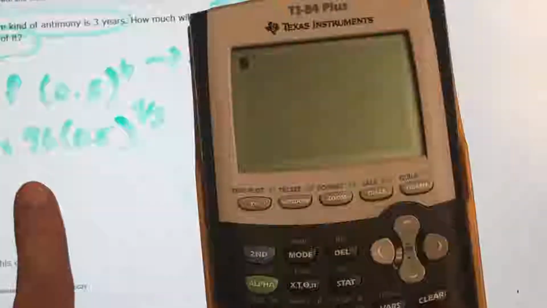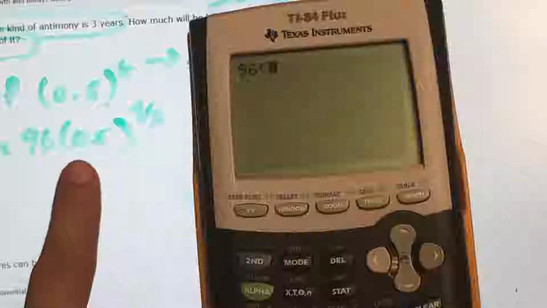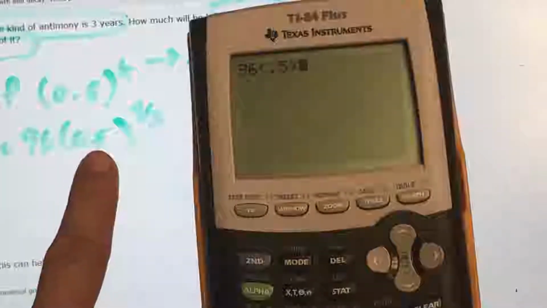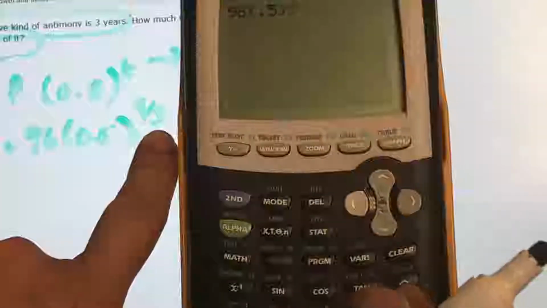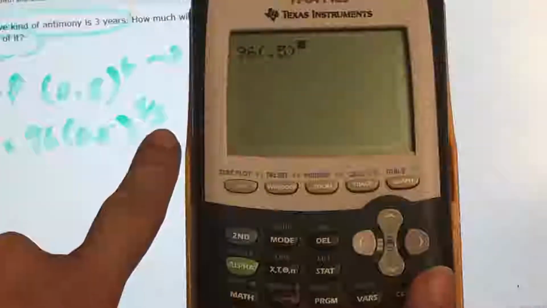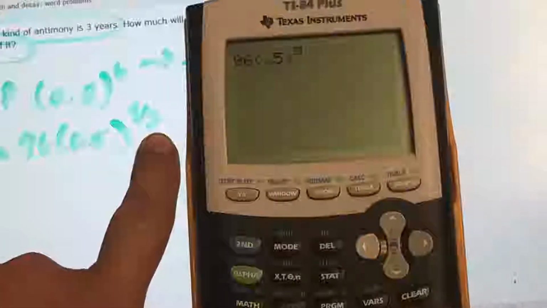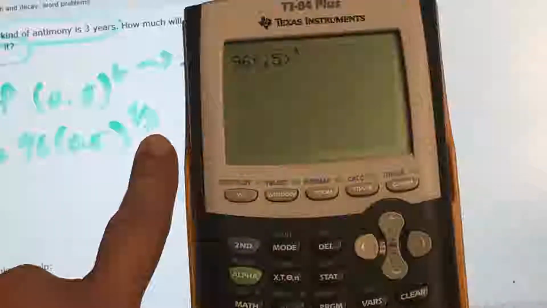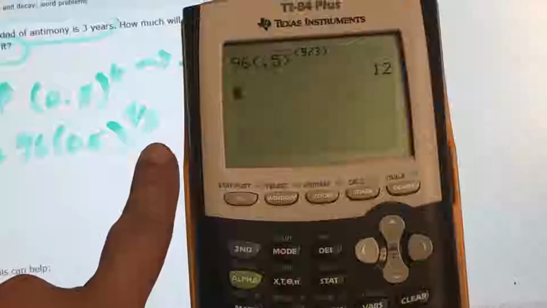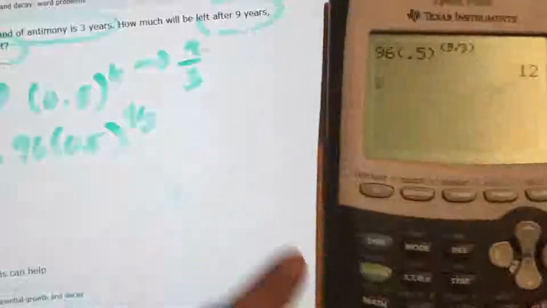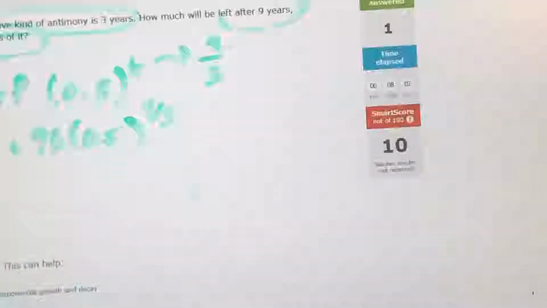So you're going to go 96, open parentheses, 0.5, close parentheses, and then remember to raise it to the power, you put this button right here. And anytime you have a fraction, you do what? Put it in parentheses. So what's that fraction? 9 divided by 3, close parentheses, enter. So 12. So you'll be left with 12 grams after 9 years. That's what that question is saying.